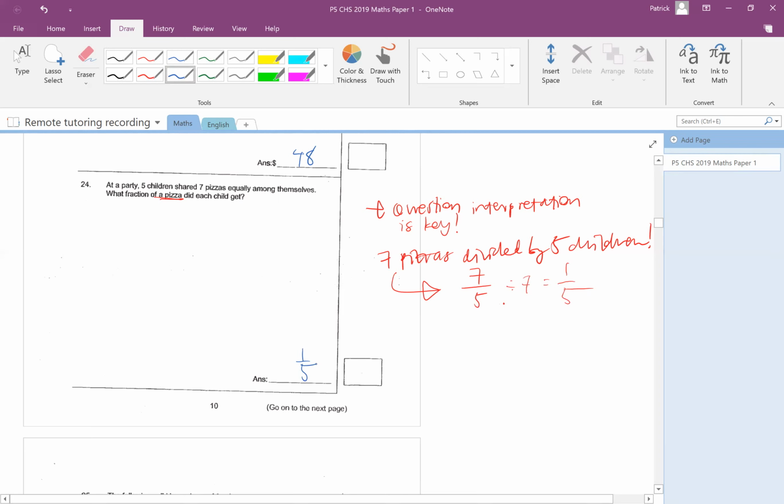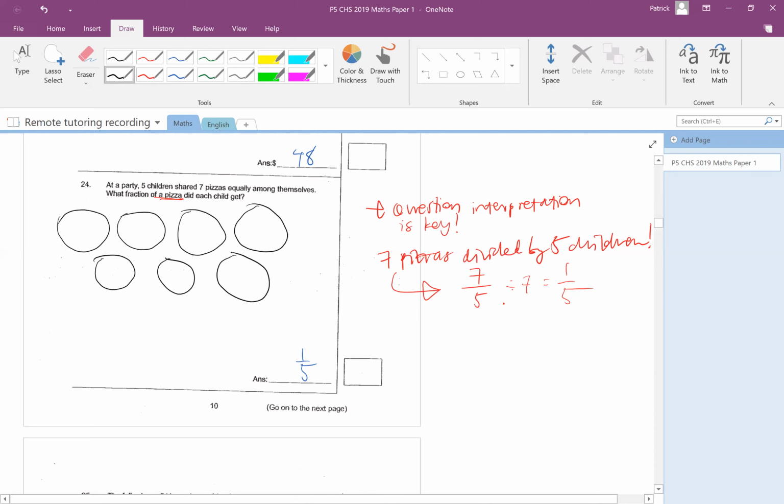Okay, we'll draw this out to help you better visualize it. So, 1 pizza, 2 pizzas, 3, 4, 5, 6, and 7 pizzas. Because the final answer here is 1/5, let's divide each pizza into 5 parts. I'm struggling to divide it, but you get the idea. 1/5.